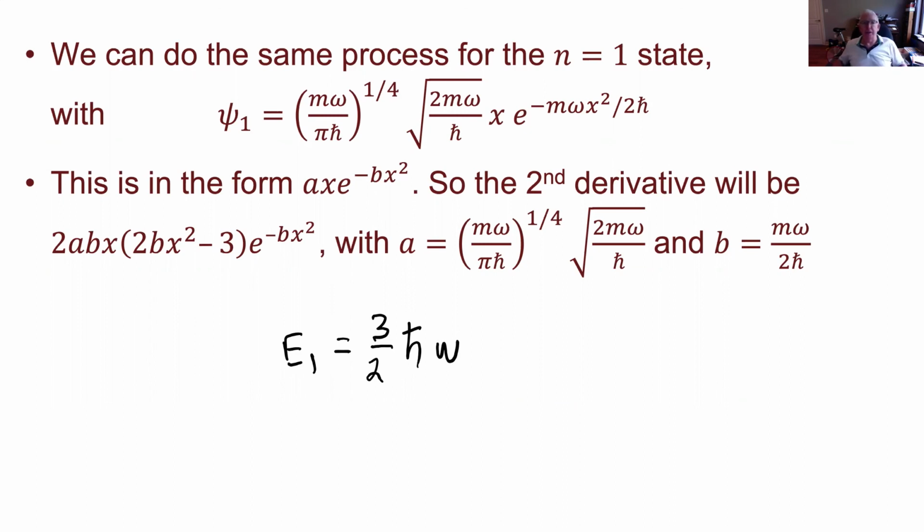And in fact, if we do this and keep going through higher and higher wave functions, we will find that they keep going up by an increment of h bar omega. And so our overall expression for the energies is going to turn out to be that the energy of state n is equal to (n plus 1/2) h bar omega, and that's a nice and simple equation for us, okay?